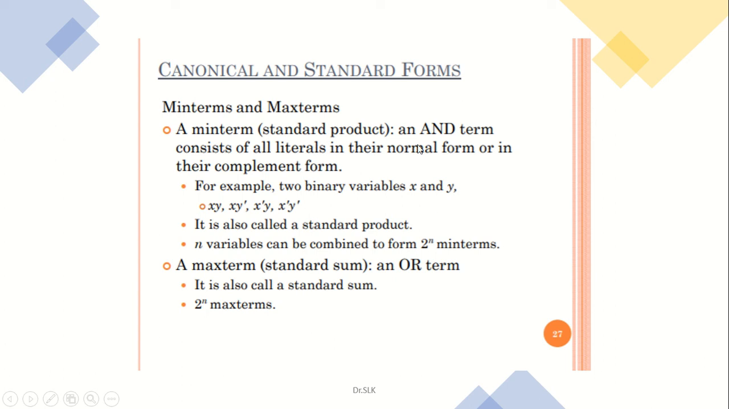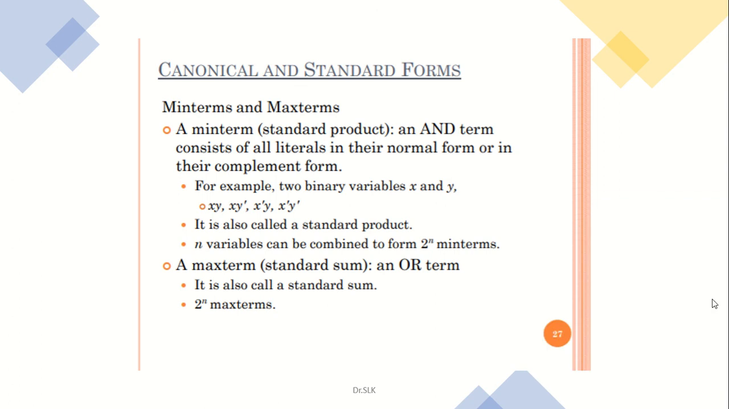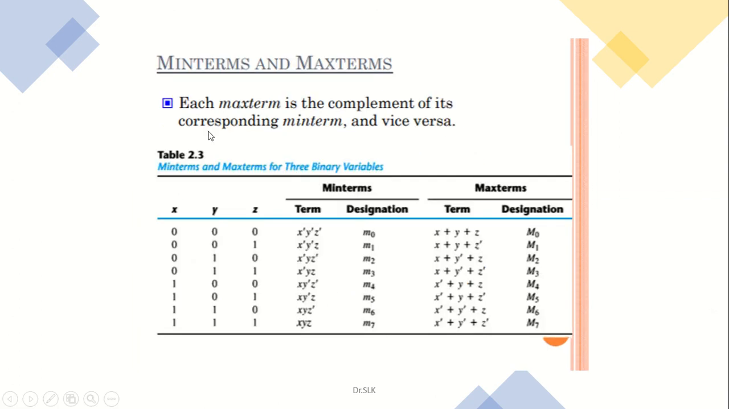For example, for two binary variables x and y, you have x y, x dash y, x y dash, and x dash y dash. This is called the standard product procedure. Opposite to that you get x plus y, x dash plus y, and so on. Also, in min terms you will have the dot operation, whereas in max terms you will have the OR, addition operations.